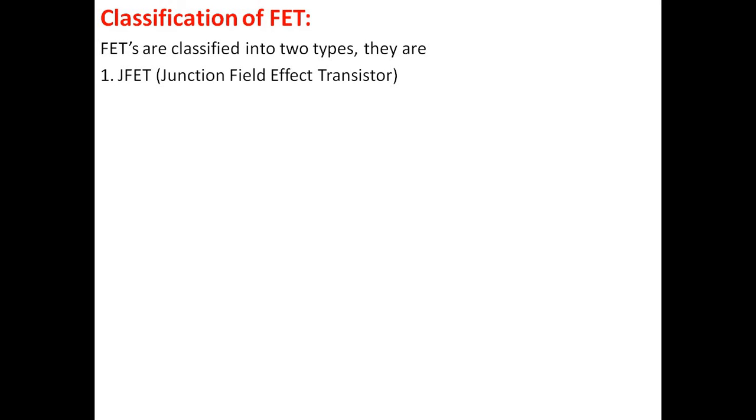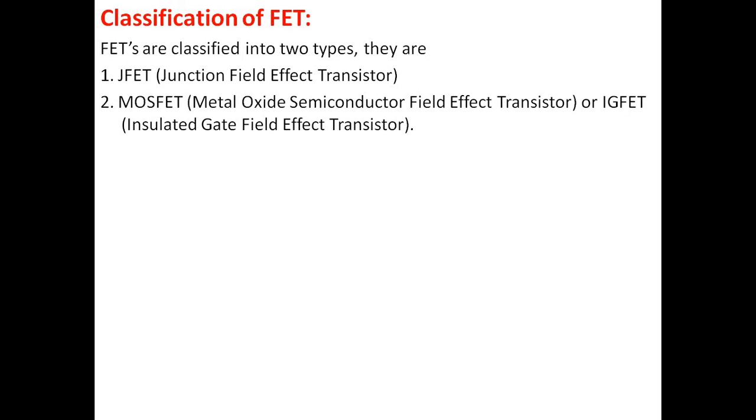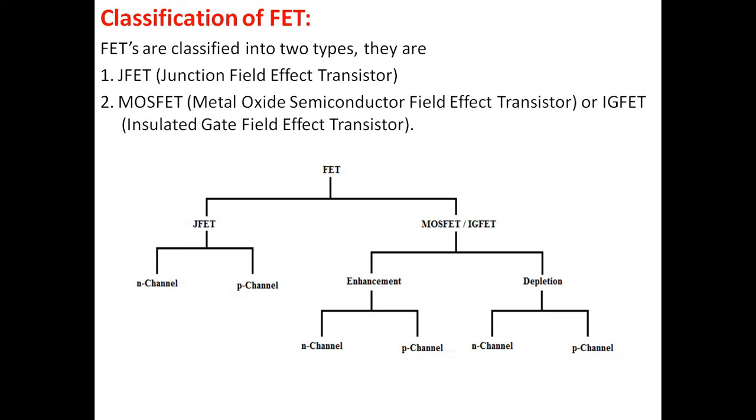Right. Now, let's get back to the classification of field effect transistors. We have two types of field effect transistors. One is the junction field effect transistor. The other is called the metal oxide semiconductor field effect transistor, which can also be named the insulated gate field effect transistor. This is the overall classification.